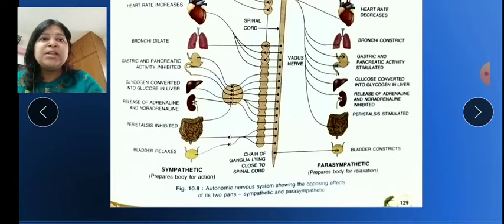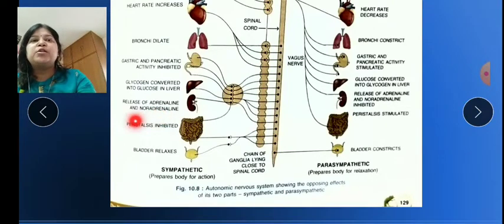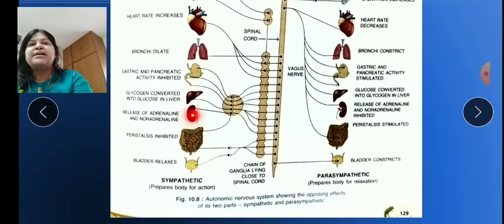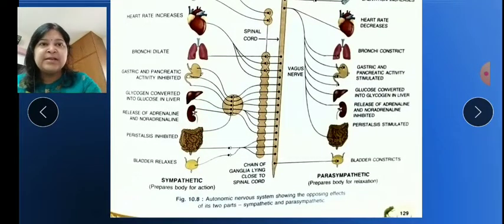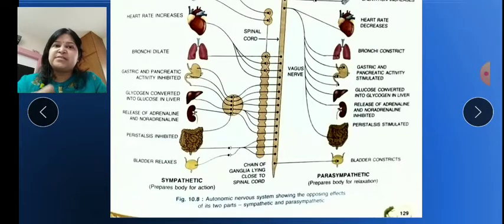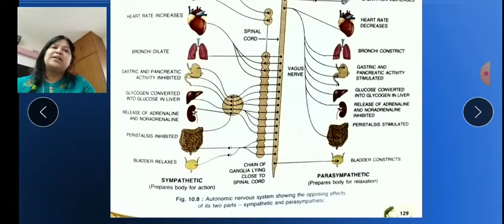Now, glycogen is converted into glucose in the liver. Then there is the release of adrenaline and noradrenaline from the adrenal gland present on the kidney. Peristalsis is inhibited, so all the movement of food in the digestive system decreases, and the bladder relaxes. Only this is a good thing.